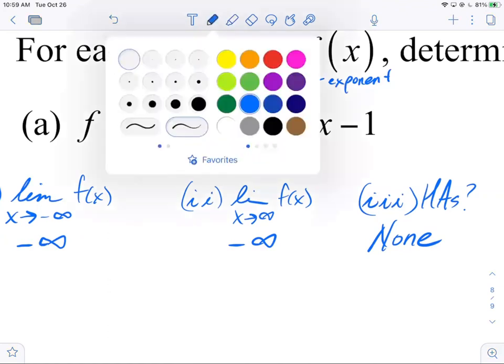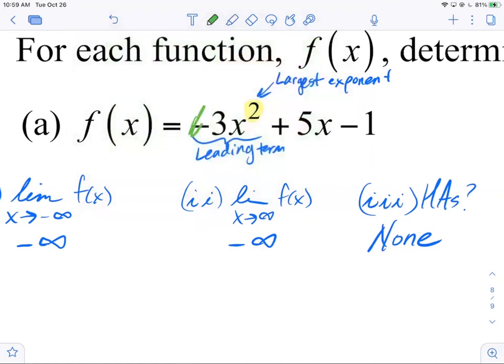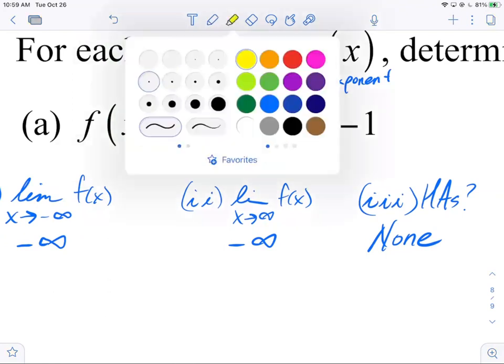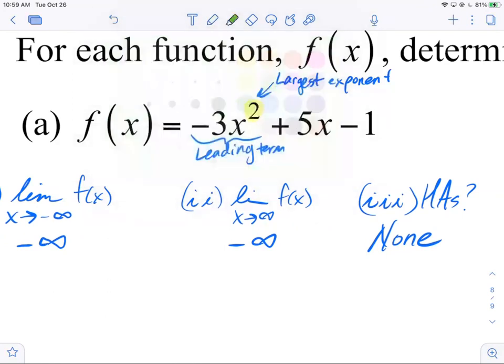All you got to do is focus in on that leading term. Whoa, I meant highlighter, not scribble out. Focus on that leading term, okay? The other stuff that's not highlighted in green, it contributes to the function, but it's going to show up more in the local behavior, right? The x-intercepts, the y-intercepts, the local max, all that stuff. Not the end behavior, okay?